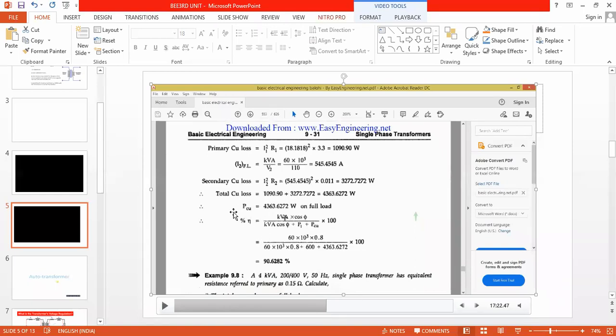Right. So now efficiency equal to VA rating into cos theta by VA rating into cos theta plus iron loss plus copper loss. So VA rating we know 60 into 10 power 3. Cos theta they have given 0.8. And same thing we write, iron loss is given in the problem, how much? 600. But how to calculate copper loss, anyone? Copper loss is equal to I1 square into R1, and copper loss at secondary is equal to I2 square into R2. Both are added. Total copper loss we got, we have substituted.